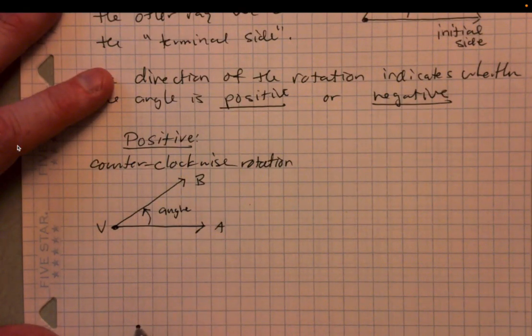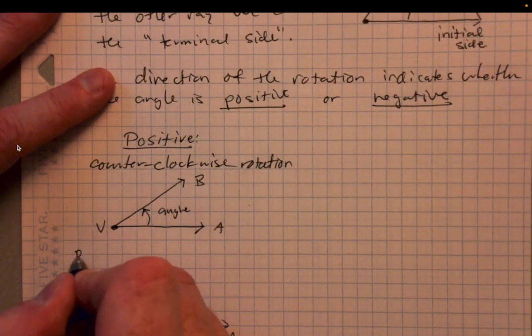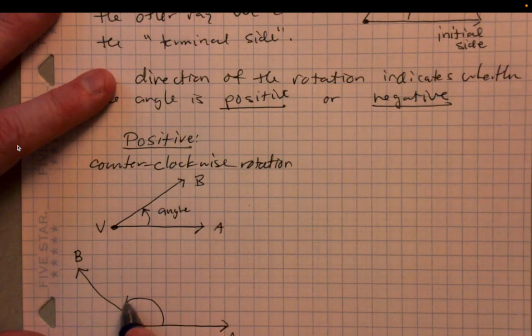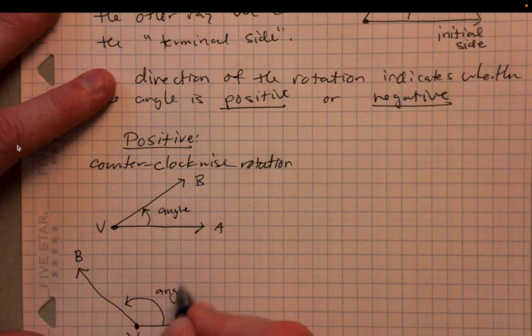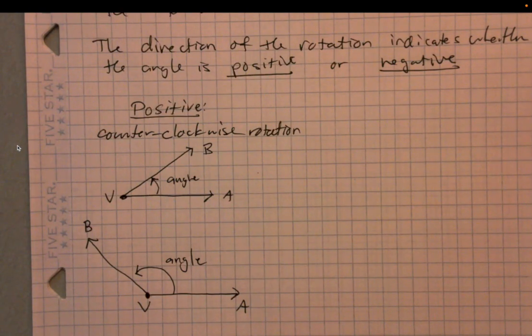Let's see another example. Maybe I've got my V here, my initial side there, and my terminal side is over somewhere like this. Again, this is another example of a positive angle because of the rotation.